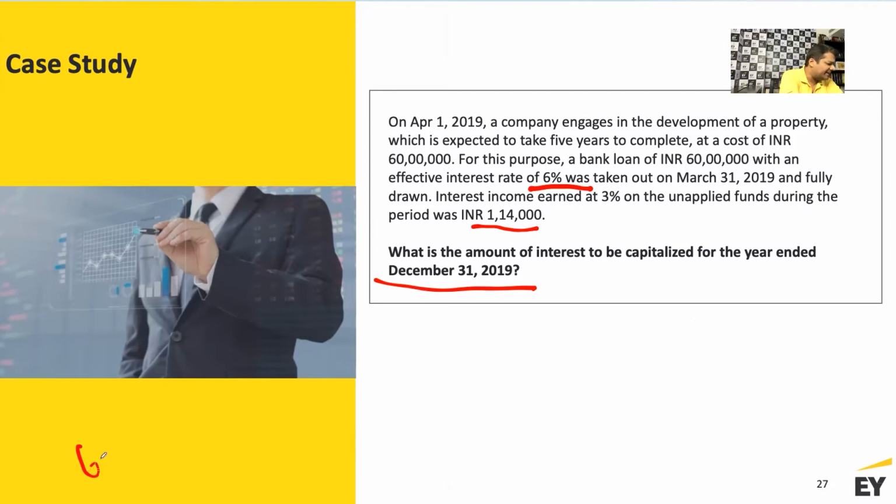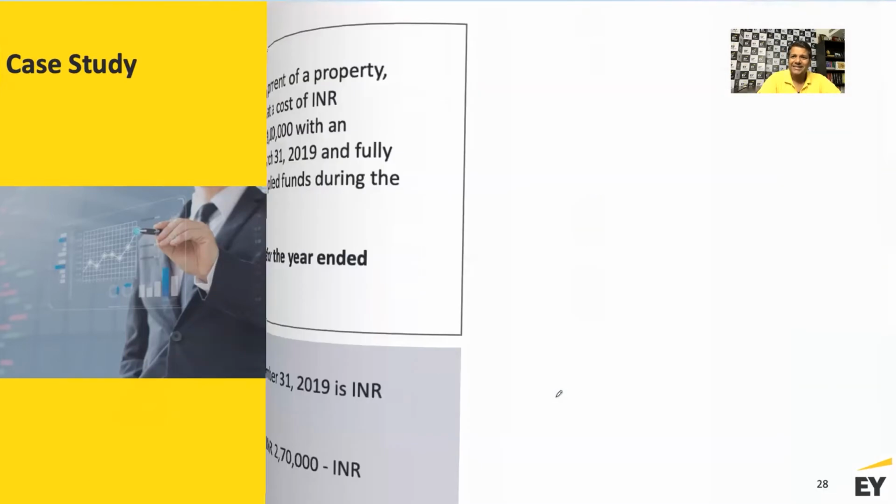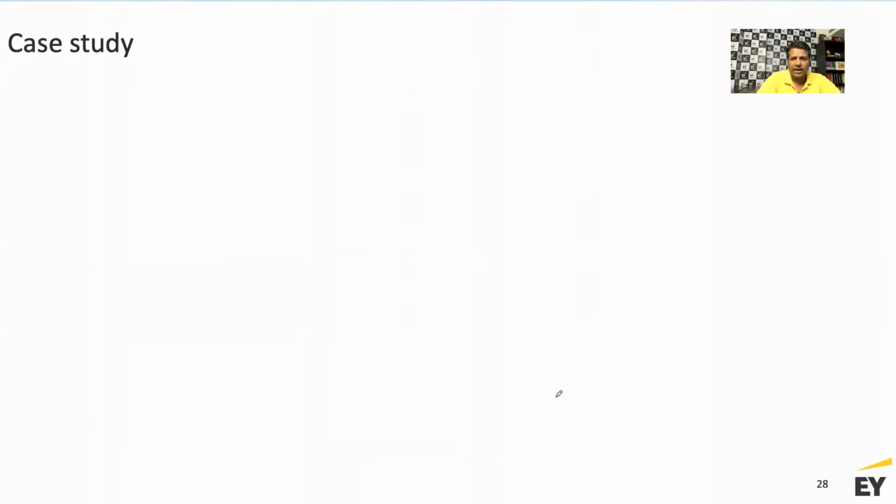Now, 60 lakhs at the rate of 6% for a 9-month period. How much is my total interest cost? It is 2,70,000. The interest which I have saved, that information is given, is 1,14,000. So the interest you are allowed to capitalize is 1,56,000.